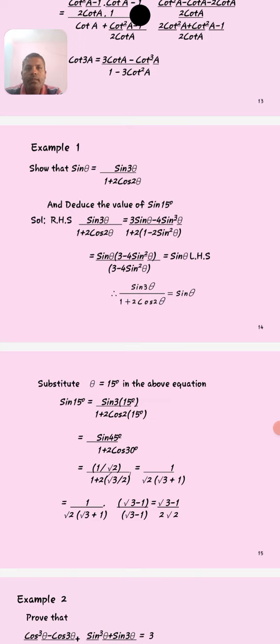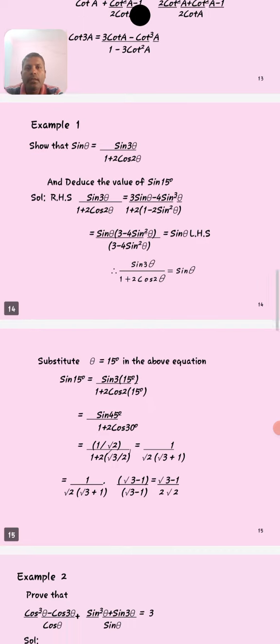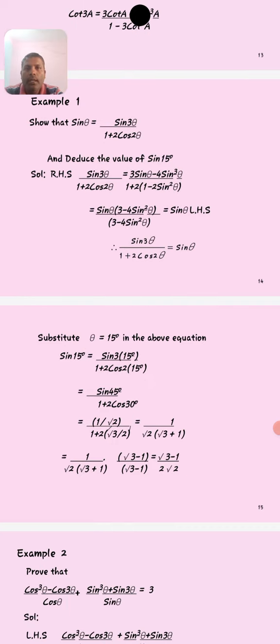Listen carefully, this is an important problem. Show that sin theta is equal to sin 3 theta divided by 1 plus 2 cos 2 theta, and deduce the value of sin 15 degrees. Sin 15 degrees. Okay. Now we have to take the RHS part.